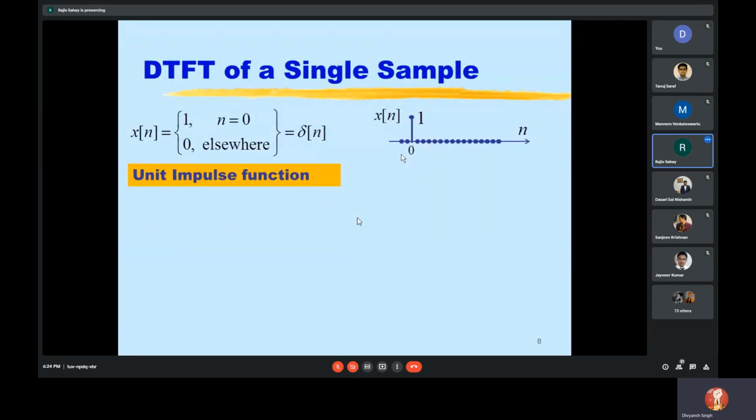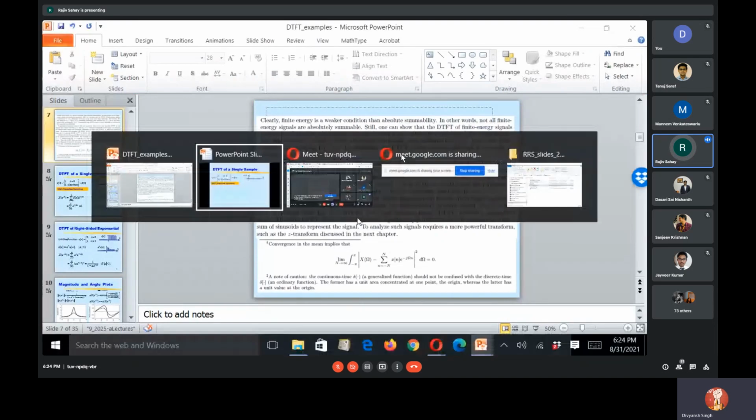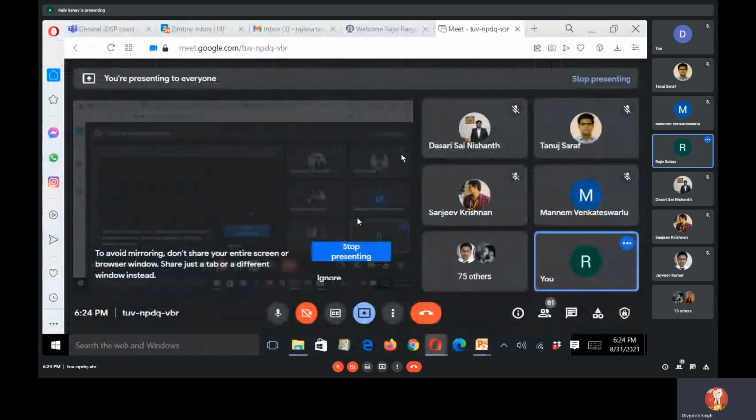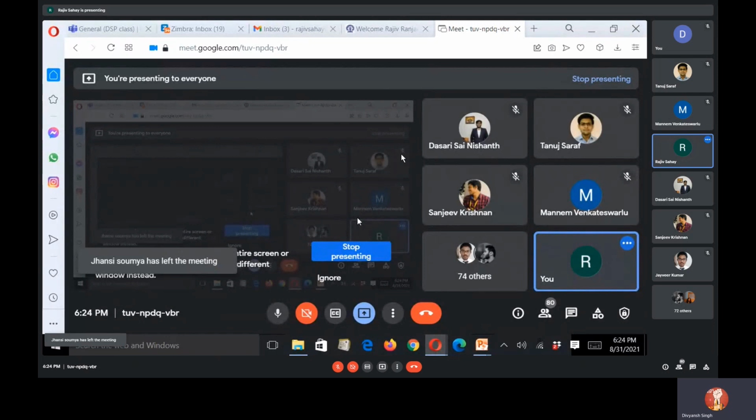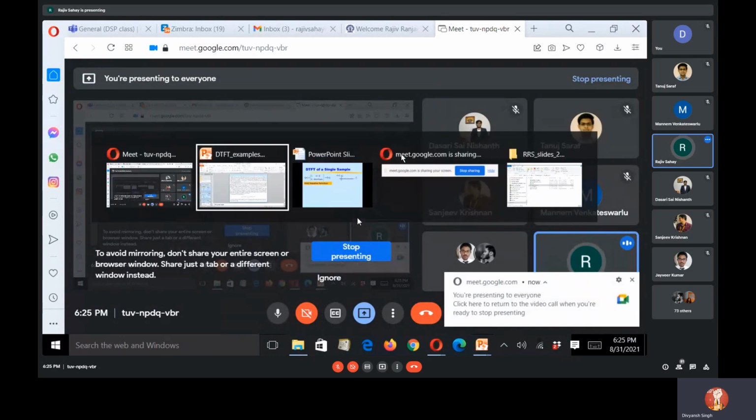Still some people are coming in. Yeah, continuously people are going out and coming in. That's the problem. They are losing internet and then they are coming back again. Anyway, so let us continue.